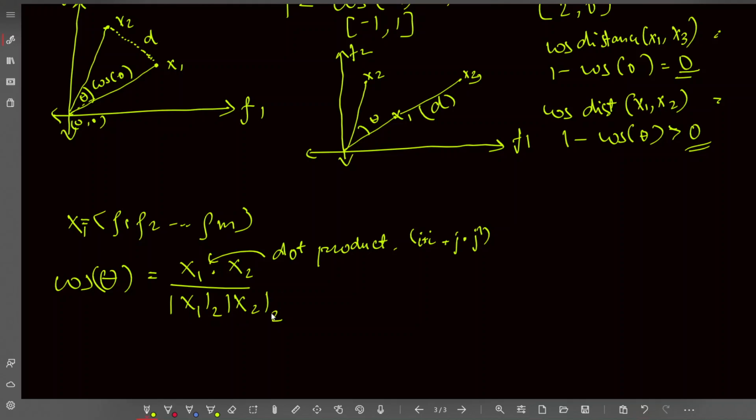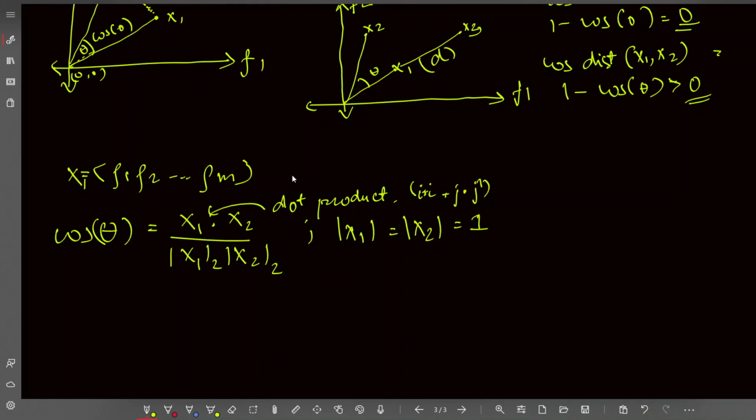Now, if your vectors x1 and x2 are unit vectors, what does that mean? If the magnitude of x1 is equal to the magnitude of x2, if the magnitude of both these vectors is equal to 1, then these vectors are unit vectors, correct? In that case, the cosine value of the angle between them is given by x1 dot x2 upon 1 into 1, which is just x1 dot x2. This is the value of cos theta if they are unit vectors.